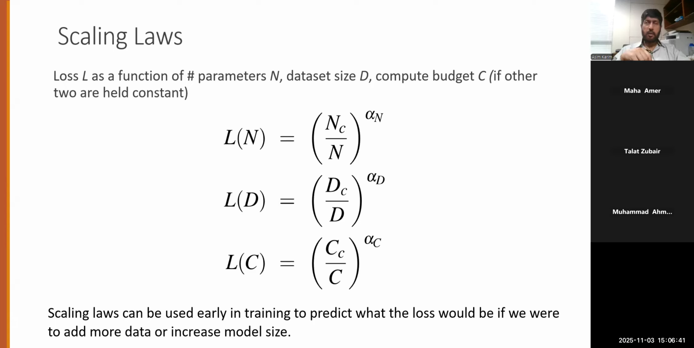So the relationship is very straightforward, meaning that you have a constant. For example, if you talk about number of parameters, Nc is a constant divided by N, which is the number of parameters, whole to the power alpha. That alpha is also a parameter of this equation. Since N is in the denominator, as N increases, the loss of the model will decrease. Loss is of course the error of the model.